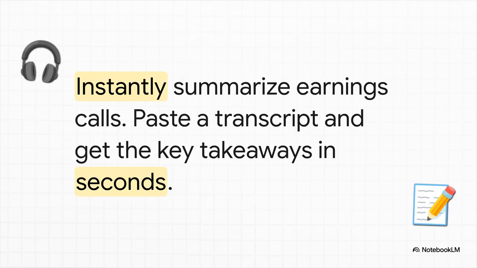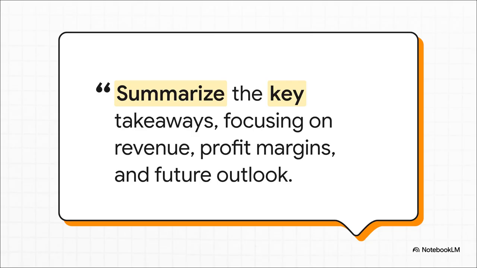Okay, power play number 1. Instantly summarize earnings calls. You know how these things are? They can drag on for an hour, just packed with jargon. So instead of suffering through it, all you have to do is grab the transcript. They're almost always available online right after the call ends. Then, it's this easy. You literally just paste that transcript into your AI tool and give it this prompt right here. And see how specific it is?